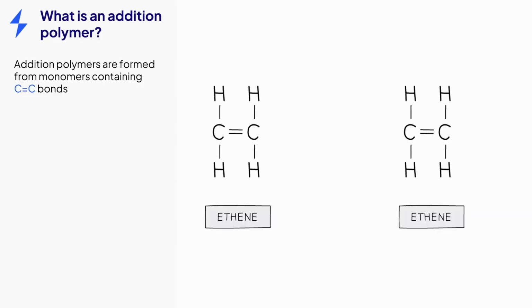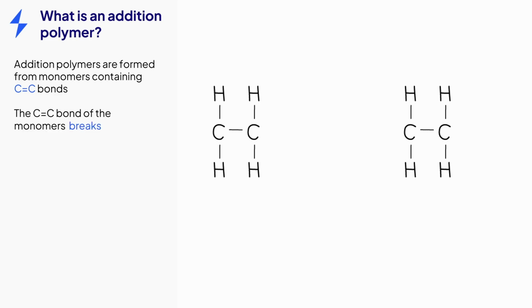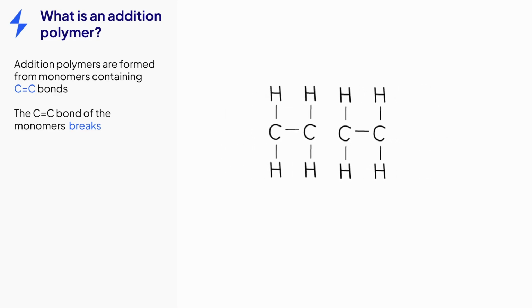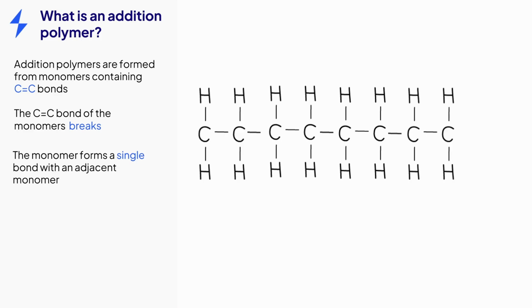Addition polymers are ones formed by compounds containing carbon-carbon double bonds, such as ethene, an alkene, shown here. The alkene is known as the monomer, and lots of them will join together to form a long-chained polymer. The first step involved in forming an addition polymer is for the double bond in the ethene molecules to break. This leaves a single bond where the double bond was and allows the ethene monomers to form single covalent bonds with each other. Many ethene molecules will then join together, as shown here, to form a long chain, which results in the formation of the polymer.